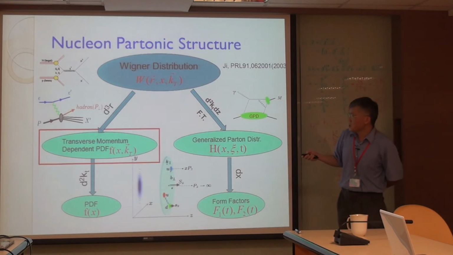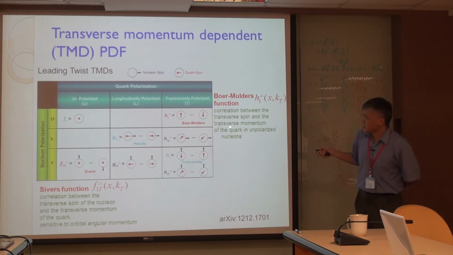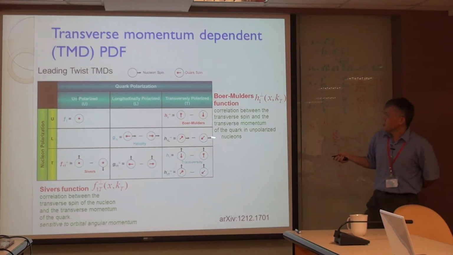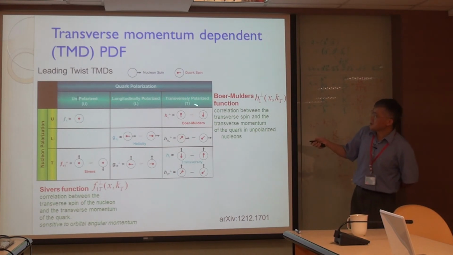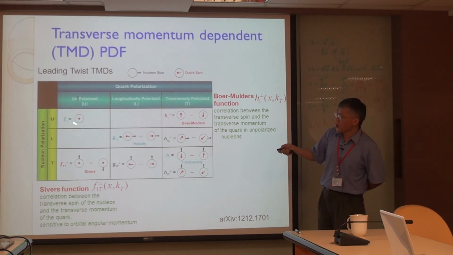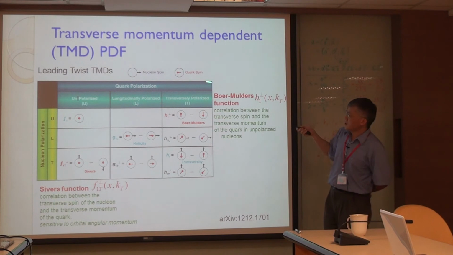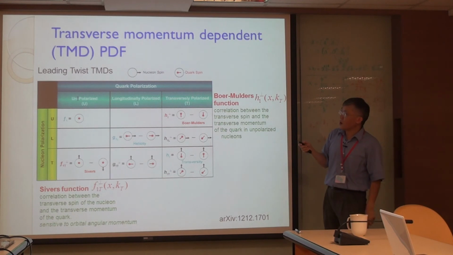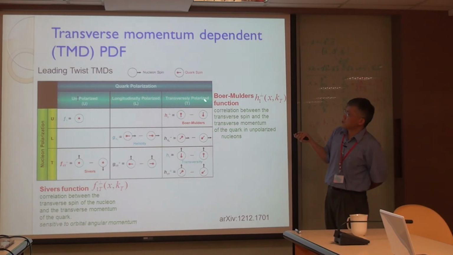Okay, then I will move to the TMD. So TMD basically, should I spend time? Yeah. Okay. So here is a table. The column is the polarization of the nucleon, which is unpolarized, longitudinally polarized, or transversely polarized. And the row here is the quark polarization, which is the polarization of the parton inside it, again unpolarized, longitudinal, or transversely polarized.